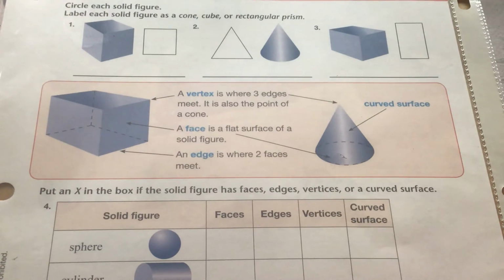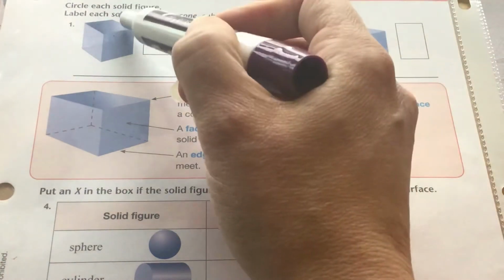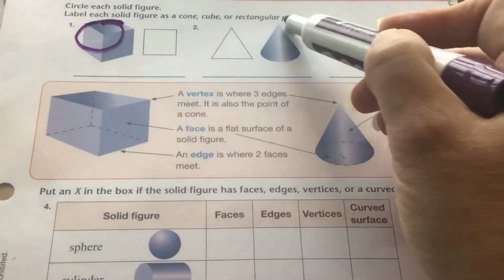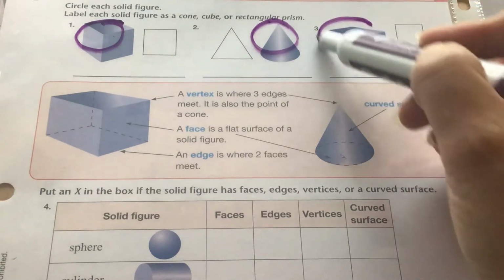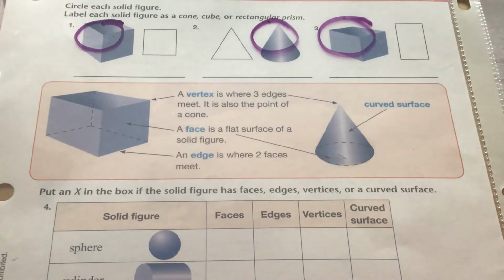So at the top, they want us to circle each solid figure. They just want you to circle the three-dimensional shape or the solid figure. So you're just going to circle that cube, circle the cone, and circle the rectangular prism. Okay, some new words maybe for you, especially when we start talking about rectangular prism. Pyramids, right? Things like that.